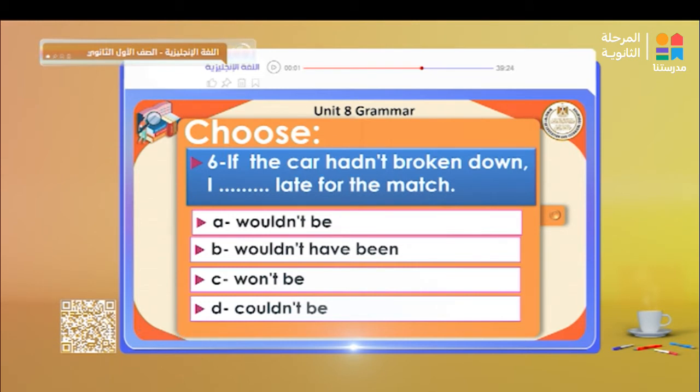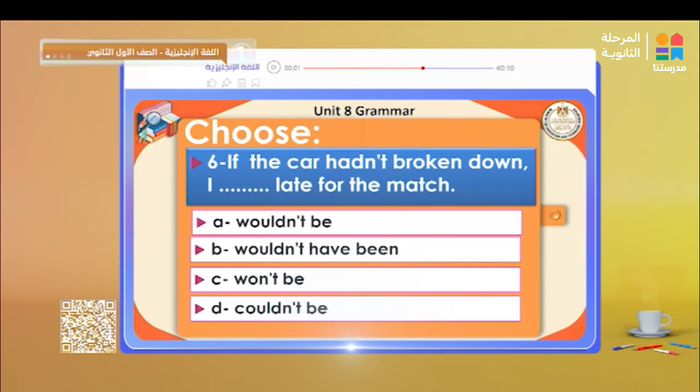Let's look at this exercise. If the car hadn't broken down. شايفين هنا عندنا أول verb في ال past perfect. If the car hadn't broken down. So this is type 3.